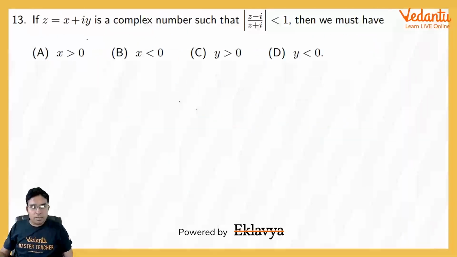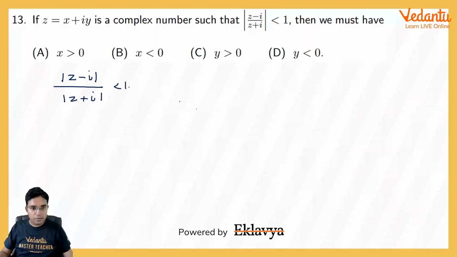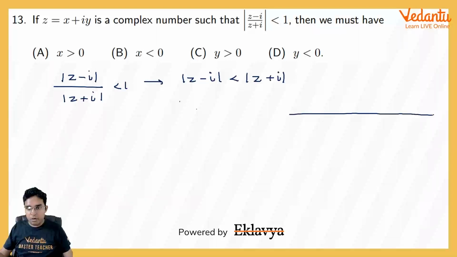Now coming to question number 13, we are given z equal to x plus iota y is a complex number such that mod of z minus iota upon mod of z plus iota is less than 1. Then we can write this as mod of z minus iota less than mod of z plus iota. Now if you understand geometrical meaning of mod, then this question is just 5 seconds away.